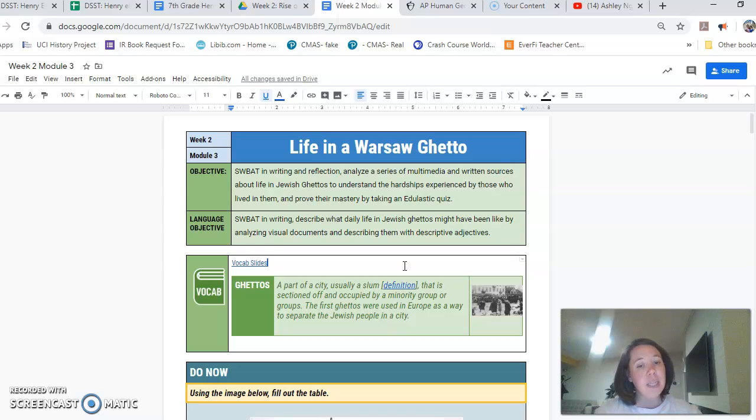Today, we're going to focus on what a ghetto is. Ghettos are a part of a city, usually a slum, that is sectioned off and occupied by a minority group or groups. The first ghettos were used in Europe as a way to separate the Jewish people in a city. So we'll be using the word ghetto a lot, and you should expect to think of it as a part of a city, usually a slum, where the Jews were forced to live.